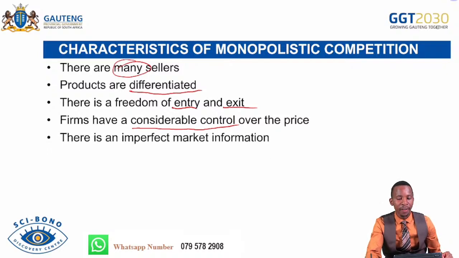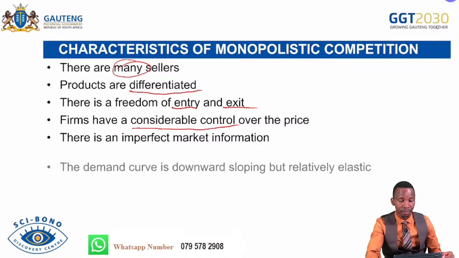There is imperfect information. Each firm keeps its own information confidential from competitors. Because if competitors can access information of a particular firm, it can lose its market share, it can lose everything, because remember, these firms are competing. Giving your information to your competitor means your competitor can use it against you in order to win your consumers.